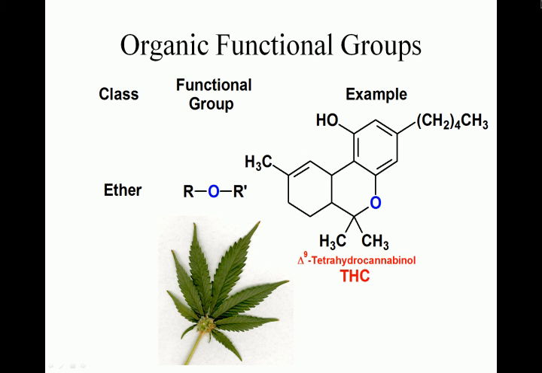Here's an example of an ether in a larger molecule. Here's our ether. We also have an alkene in this molecule. We have a hydroxyl group, so we have an alcohol, and we have here an aromatic ring. We're going to do an entire chapter on aromatic rings a little bit later on in the semester.